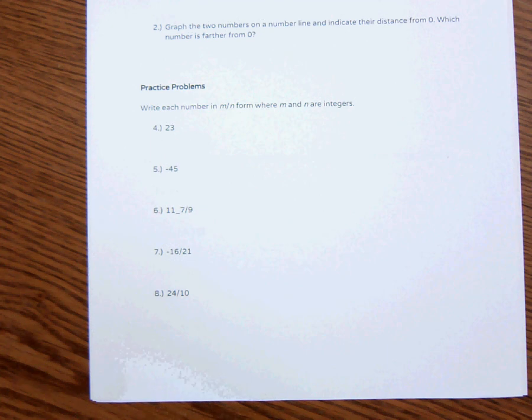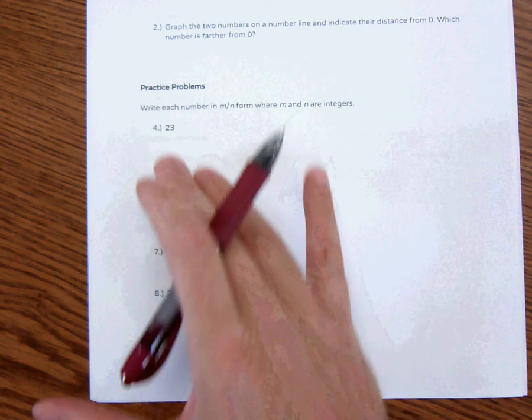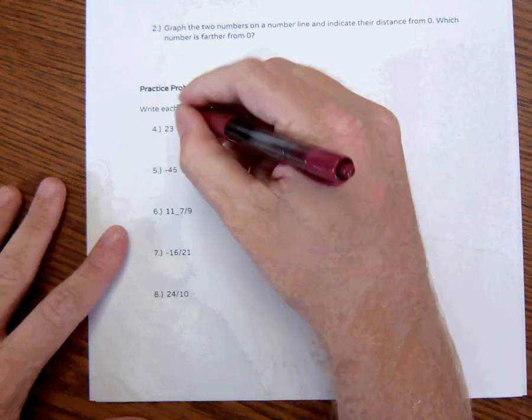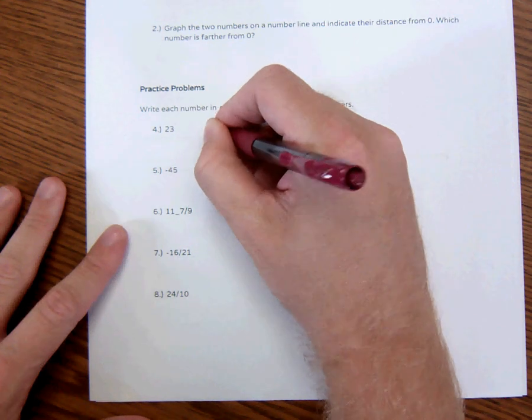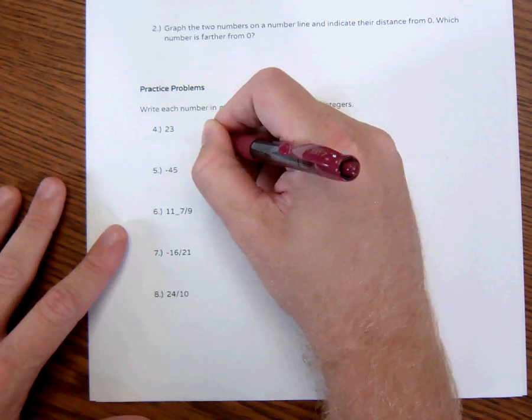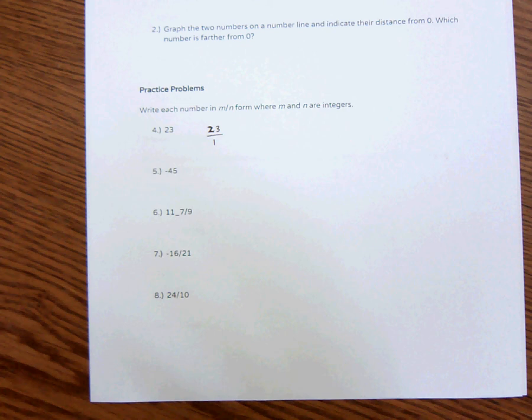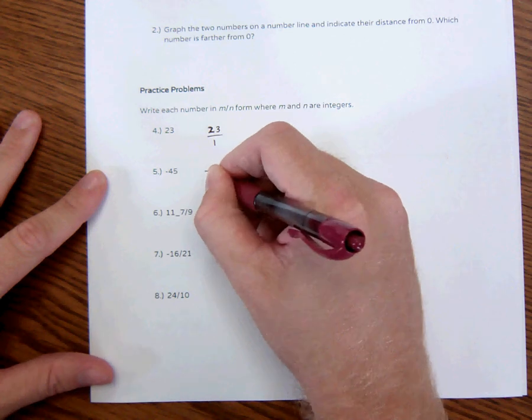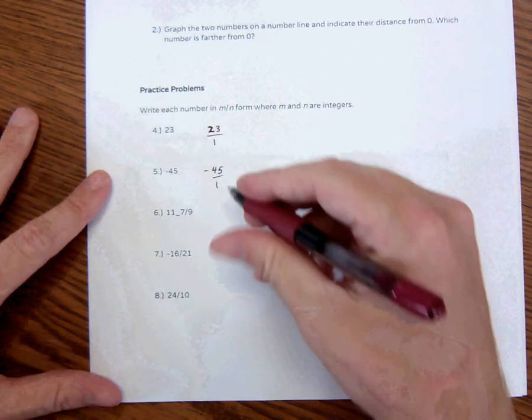Alright, so we're going to do practice problems 4 through 8. Basically, we're taking each one of these numbers and we're going to write it as a fraction m over n, where m and n are both integers. Basically, these are all rational numbers, and we're going to put them in the simplest form. So we have 23. Well, 23 is a gimme because it's 23 over 1, it's a whole number. Whole numbers are just that number over 1. Negative 45 would be negative 45 over 1.